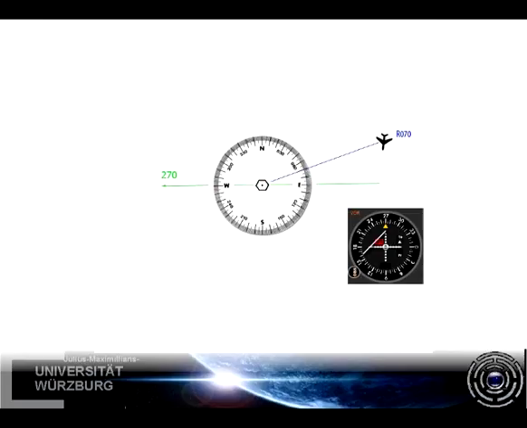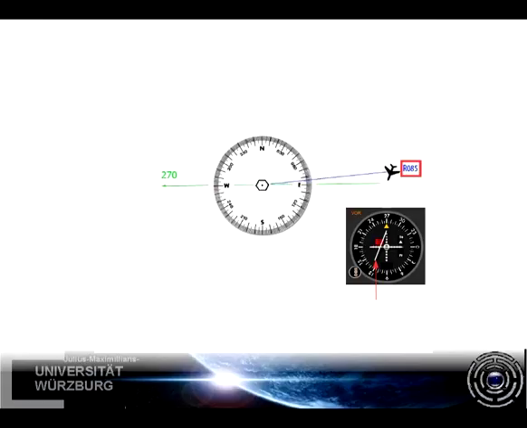We want to fly on the 090 radial towards the station, so we are on the 270 course when we cross the station. Therefore, our deflection is 20 degrees. We are too far to the right according to the CDI. So, we turn towards our desired course in order to intercept it.